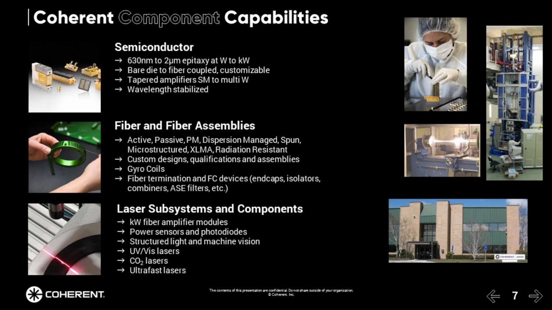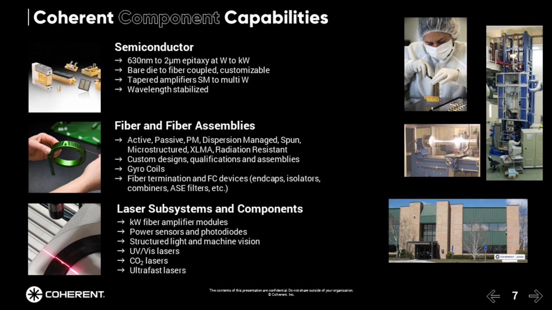Moving on to additional capabilities we have. Coherent has a full semiconductor foundry and fabrication facility just outside of Santa Clara, California. And in addition, we have packaging capabilities in Mainz, Germany. And in those facilities, we can grow semiconductor chips from 630 nanometers out to 2 microns wavelength. And those chips are capable of watt level to even kilowatt level power, depending on the design of the chips and the orientation of the individual emitters.